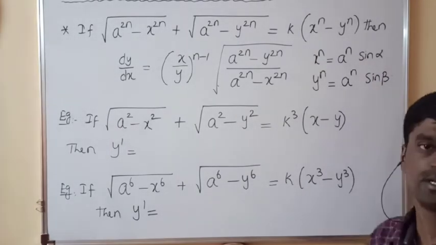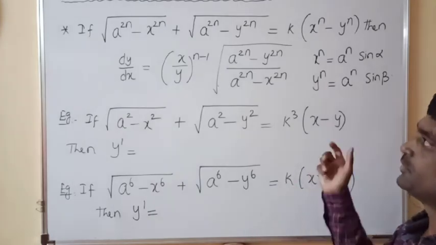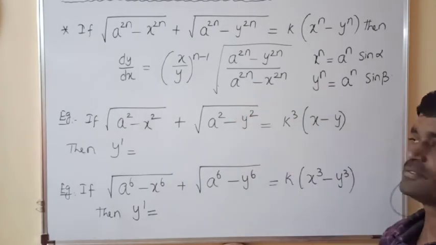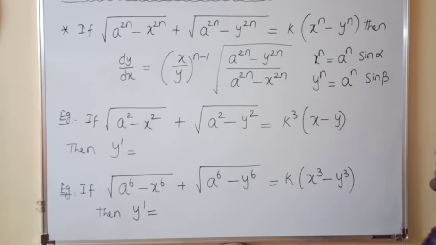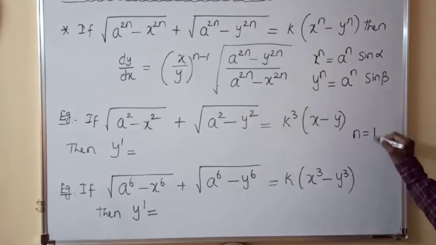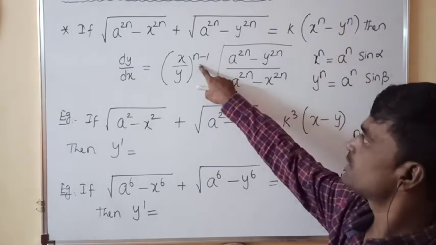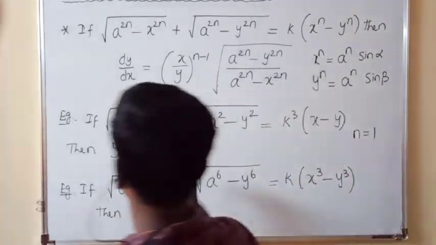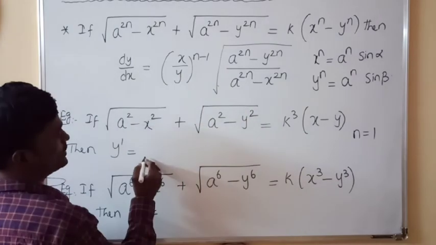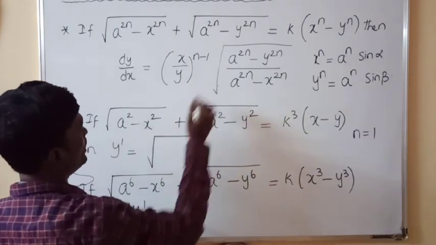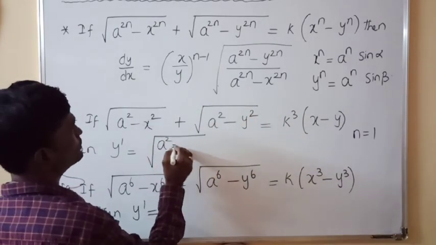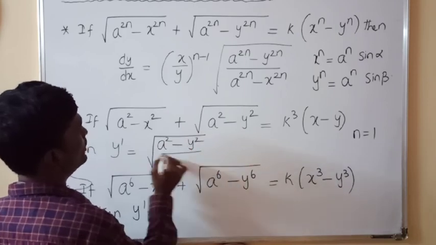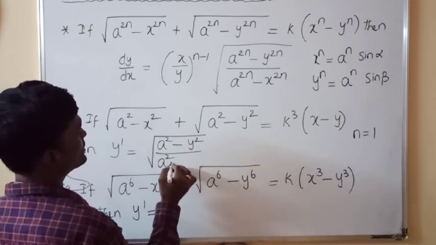This is the shortcut. But for this question, the original method is you have to put x power n equal to a power n into sin alpha and y power n equal to a power n into sin beta. So by putting this, you will get the final answer. Okay. So now in the first question, what is n value? N value is 1 only. Then n minus 1 value is 0. Then x by y whole power 0 is 1. So that part becomes 1. So only what is left? Square root of a power 2 minus y power 2 divided by a square minus x square.